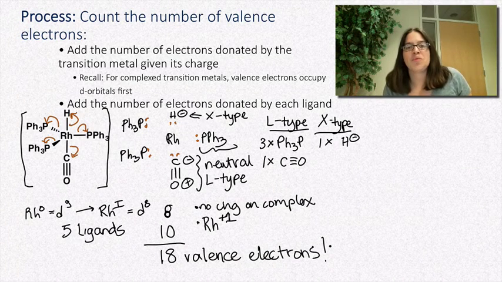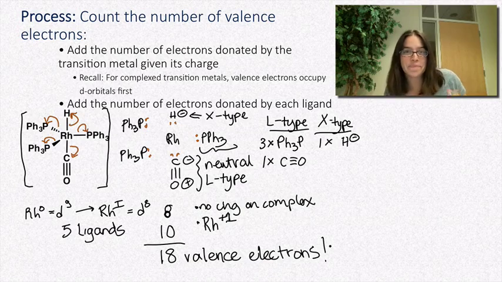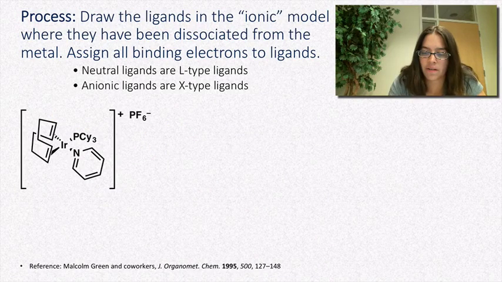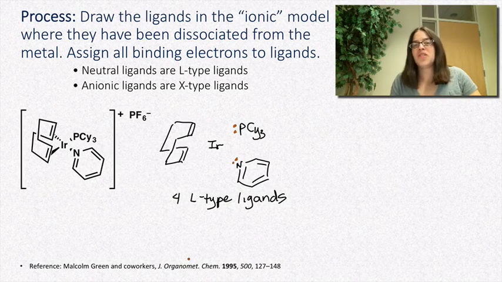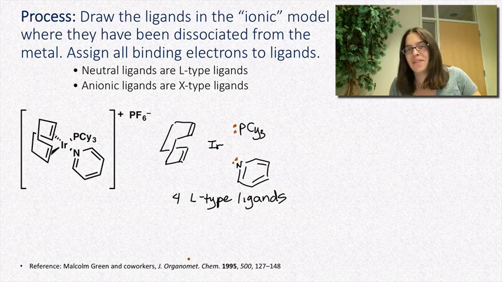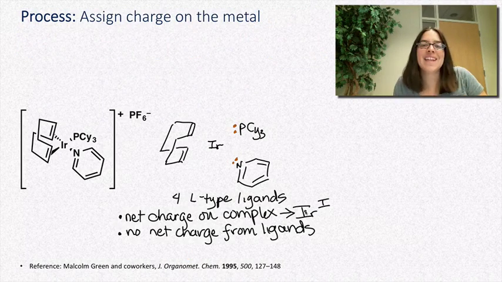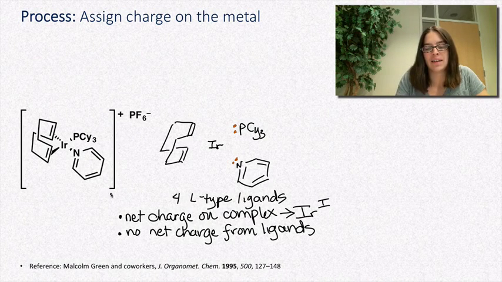Okay, so let's try this one more time. I'm going to give you an example, and then you should pause the video and try to go through this whole process. Ready? Go. So hopefully the first thing you would have done is draw the ligands in their ionic mode and identify 4 L-type ligands.